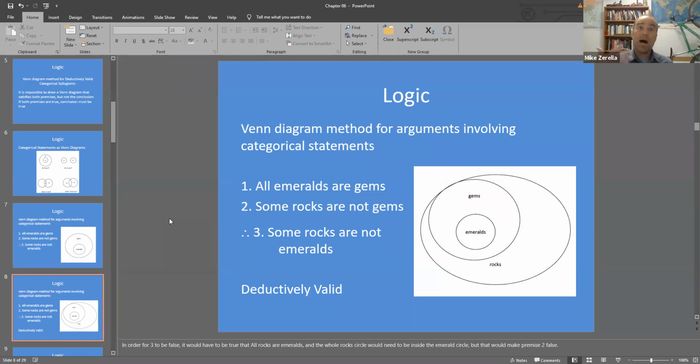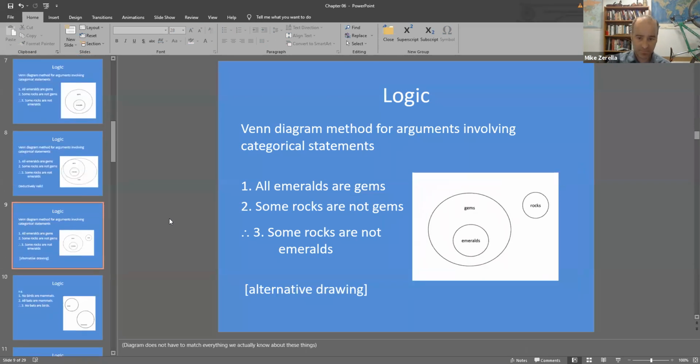So since it's impossible to draw this diagram in such a way that satisfies both the premises, that is, where both of the premises turn out to be true, but then at the same time the conclusion turns out to be false, since it's impossible to draw a Venn diagram that does that, this tells us that this categorical syllogism is indeed deductively valid. Okay, let's look at the next example.